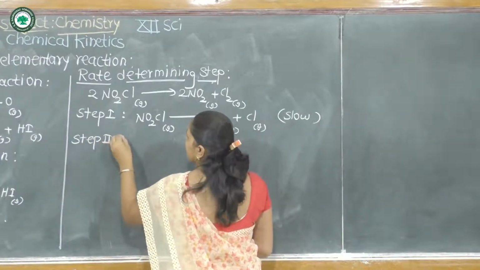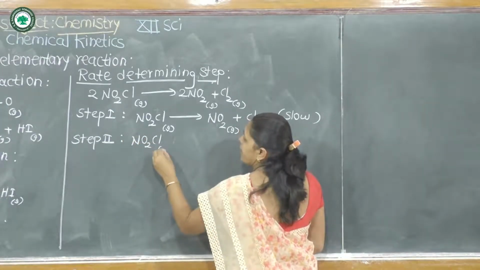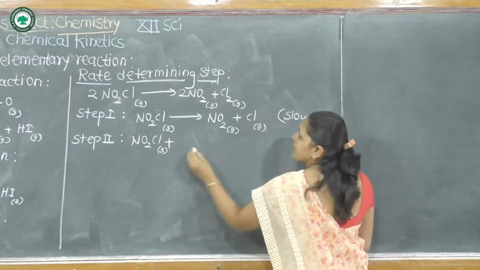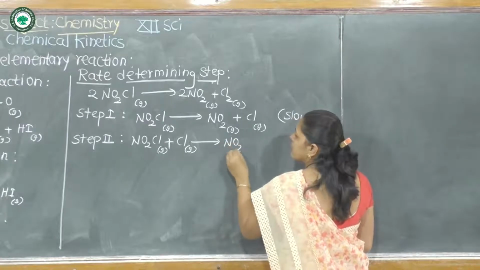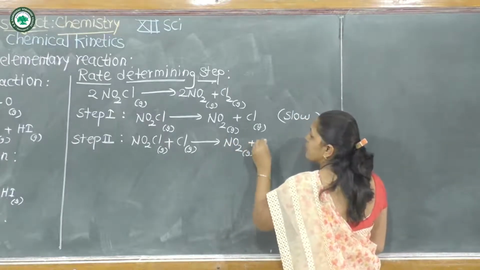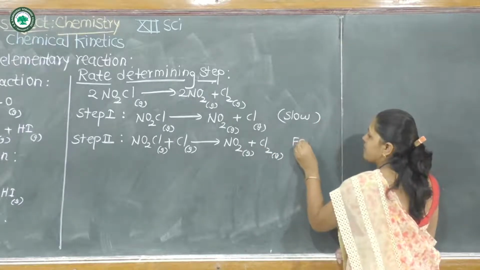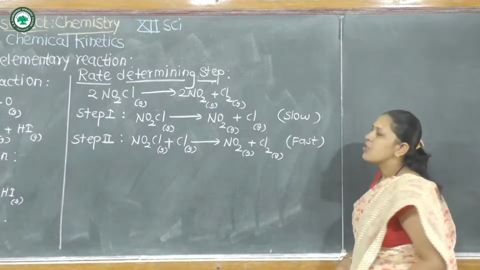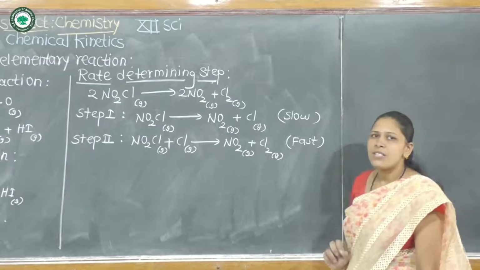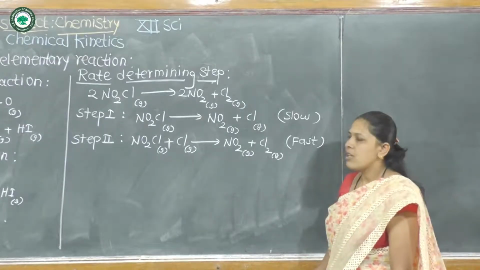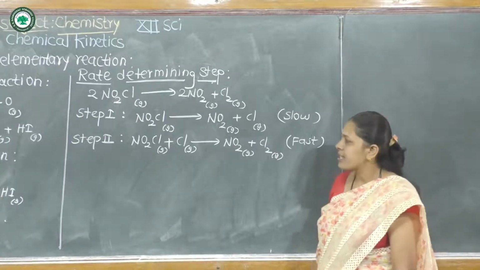step second: again nitryl chloride plus elemental chlorine forms NO2 gas plus chlorine gas. This step is the fast step. We know that the rate determining step is the slow step, and the rate determining step determines the overall rate of this reaction, and we can also identify the order of the reaction.